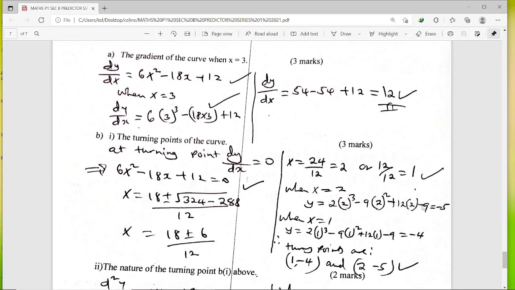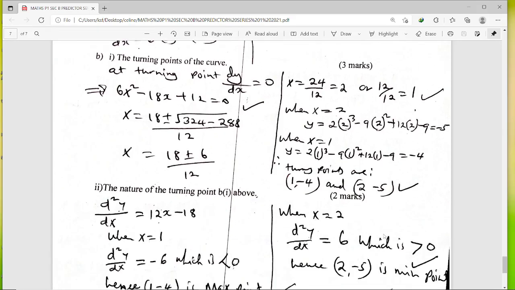When x is 2, we substitute everything, we get y to be negative 5, and when x is 1, we substitute in the same original equation, we get y to be negative 4. Therefore the turning points are (1, -4) and (2, -5). So you score your 3 marks.